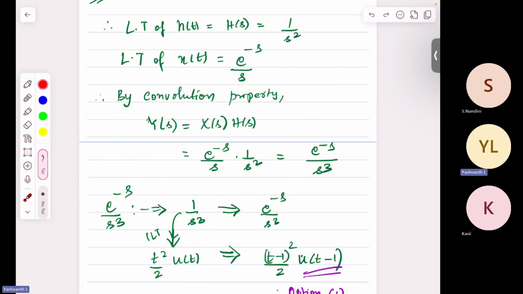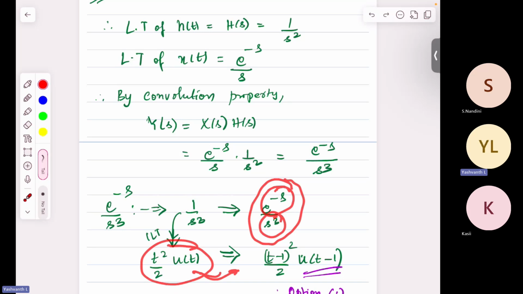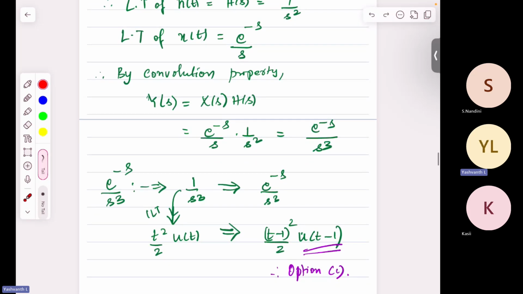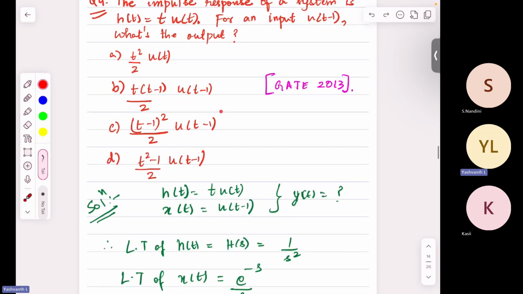We had proved this in the class for a general n. Now put n equal to 3 in that expression. Therefore, 1 by s cube will have the inverse Laplace transform t square by 2 into u of t. Therefore, e power minus s by s cube is nothing but a time shifted version of this t square by 2 into u of t. Therefore, the inverse Laplace transform of e power minus s by s cube is nothing but (t minus 1) the whole square by 2 into u of (t minus 1), which is nothing but option C.